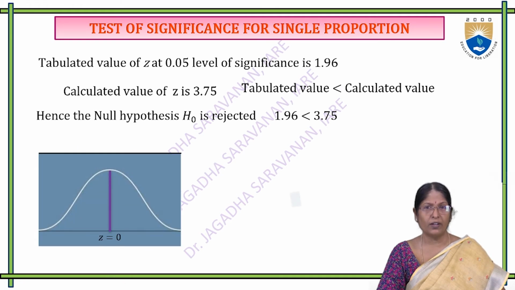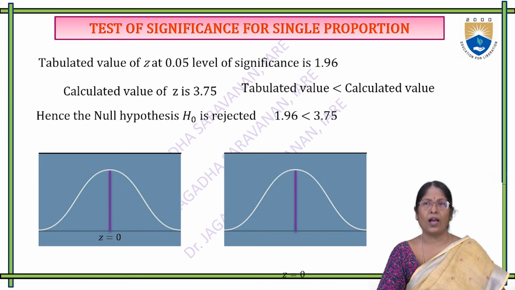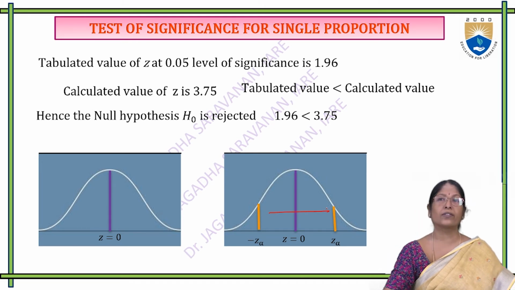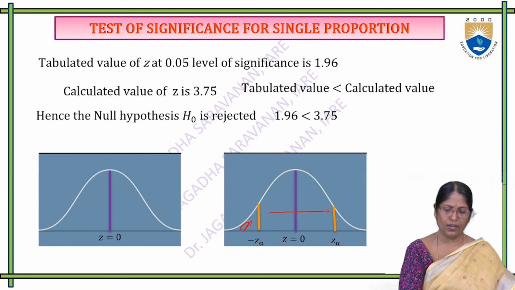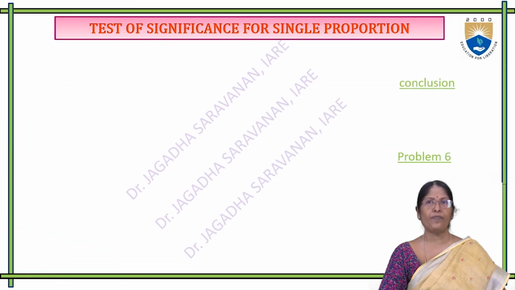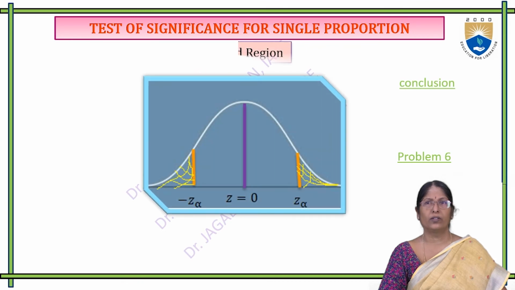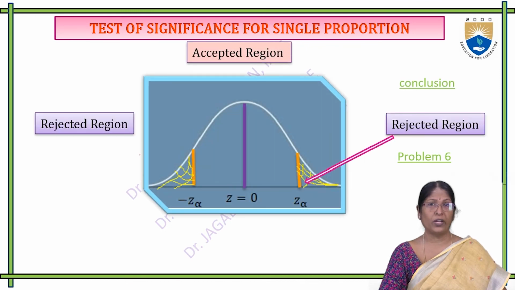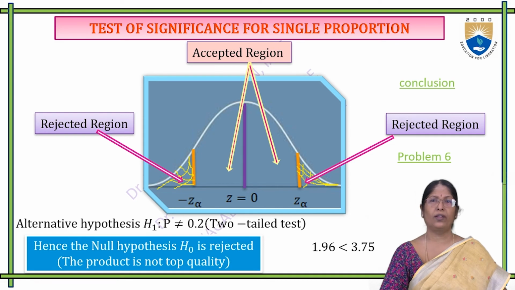Here is the basic diagram. From minus z alpha to z alpha is the acceptance region, and this is the shaded region. The two vertical lines are graphical markers, one on the left side at minus z alpha and the other on the right side at z alpha. This is the graphical representation of the two-tailed test.